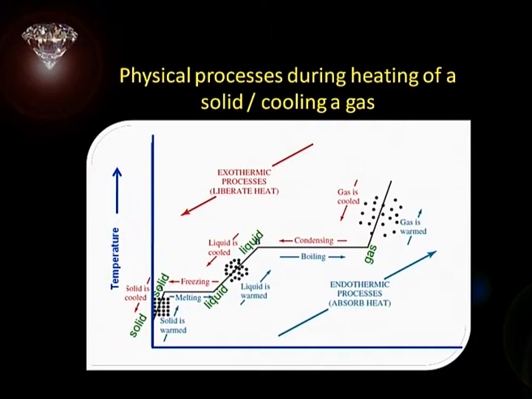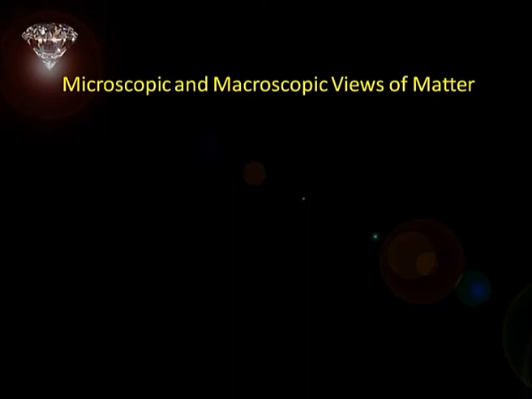Okay. So these processes are there in terms of the change in energy of the substance. There are two ways of looking at matter. One is a microscopic view, one is a macroscopic view. Let's try to see what is the difference between the two kinds of views.